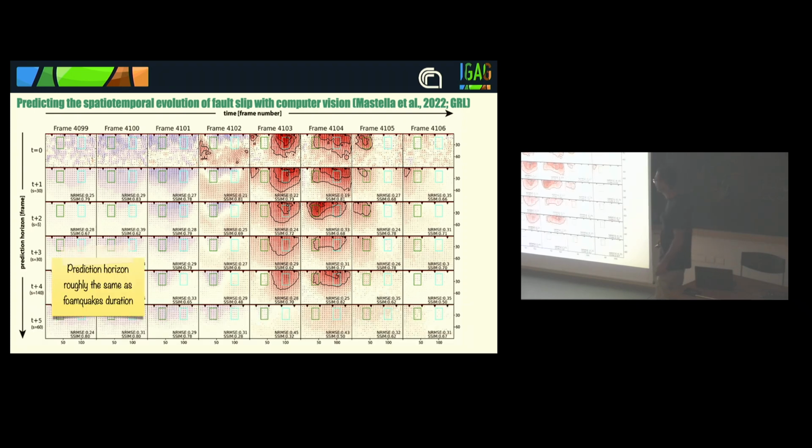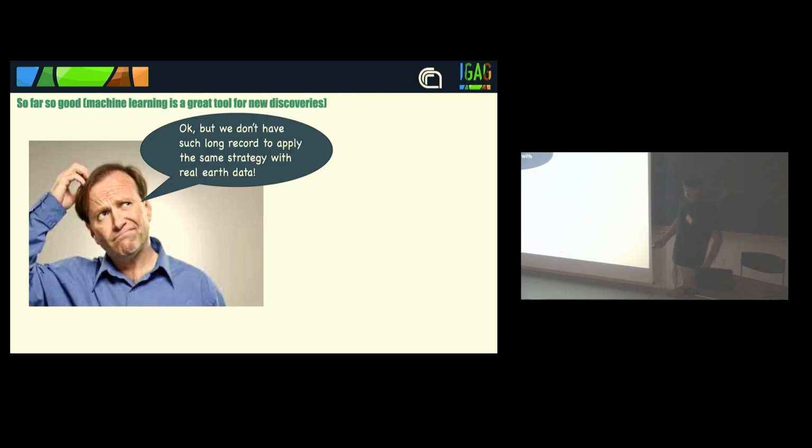And what is very interesting, we can talk about this, is that the prediction horizon is roughly the same as the quake duration. In fact, here on this line, you can see that the computer vision is no longer capable of saying, okay, there will be an earthquake. Okay, so far so good.